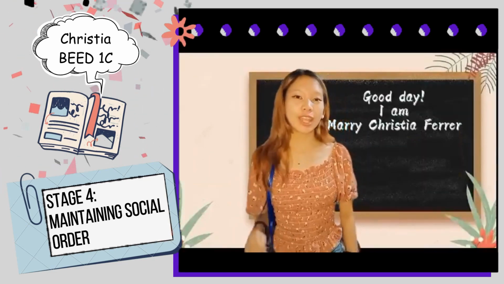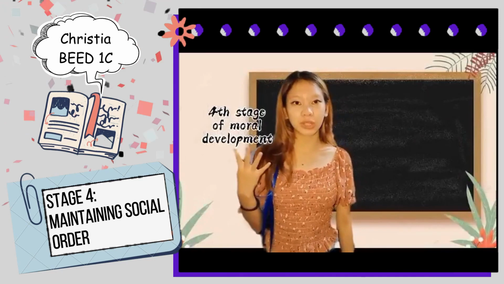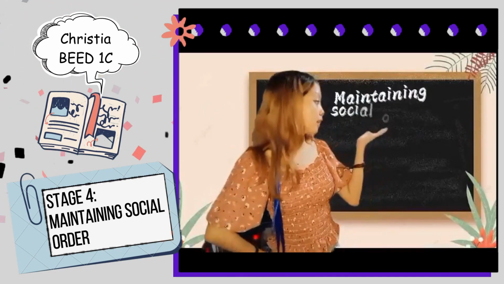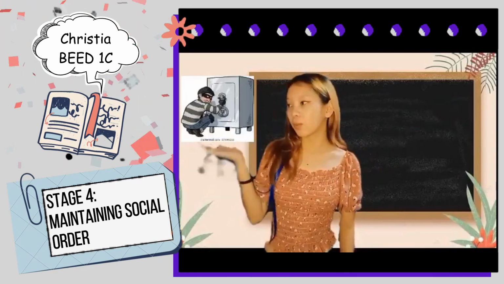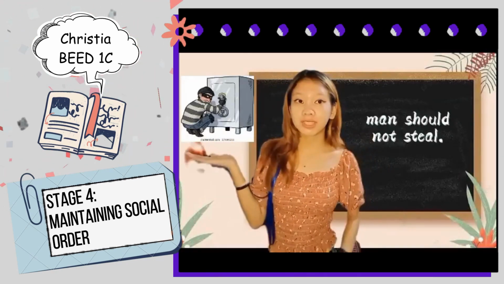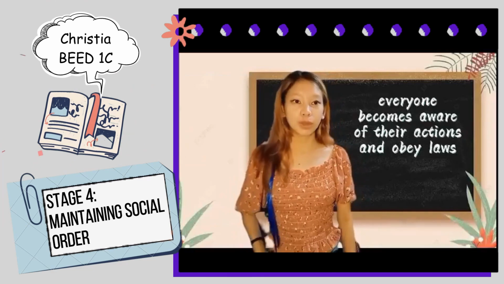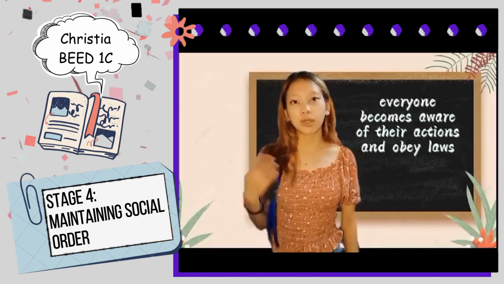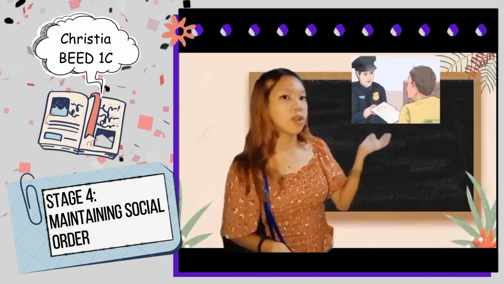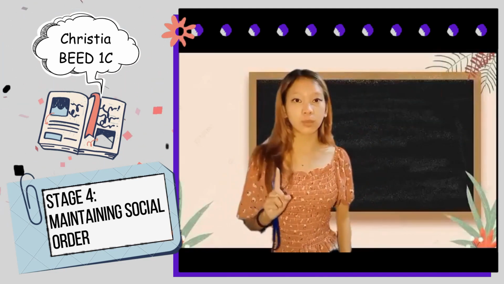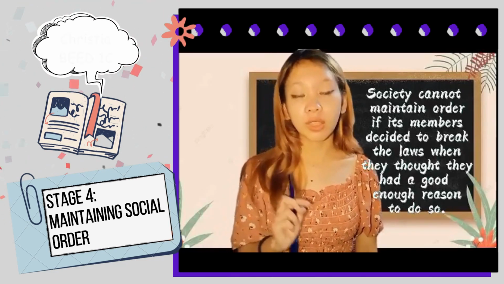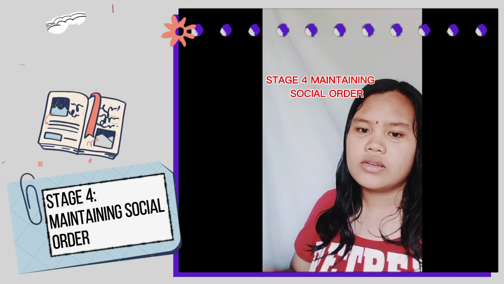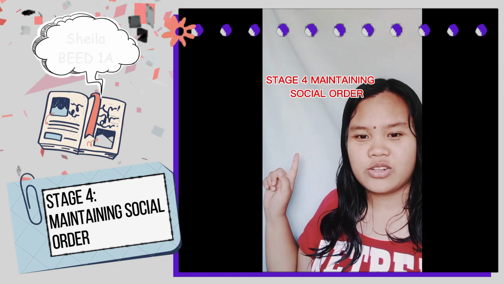Good day, homies! Today we will be discussing the fourth stage of the theory of moral development, which is maintaining social order. Rules and regulations are to be followed and obeyed. In the above example, the man should not steal because it is against the law. Each person becomes more aware of the impact of everyone's actions and obeys authorities. Pertaining to the example above, they understand why he wanted to steal but cannot support the idea of theft. Society cannot maintain order if the members decide to break the law when they think they have a good reason to do so.